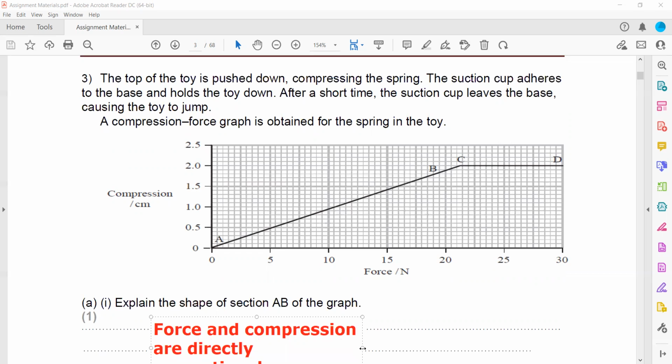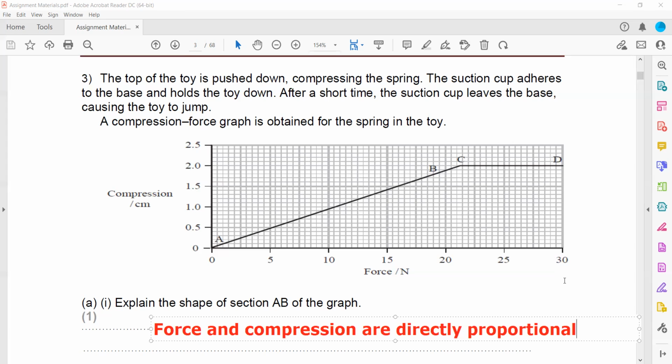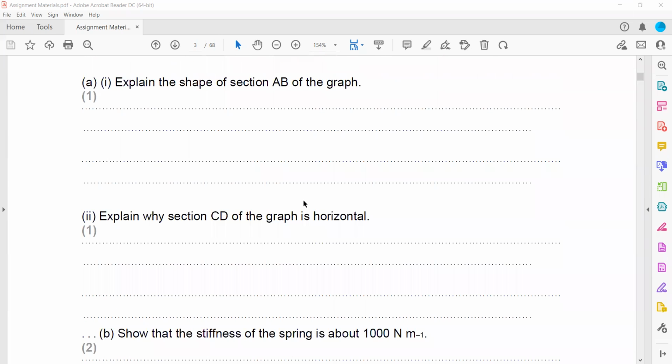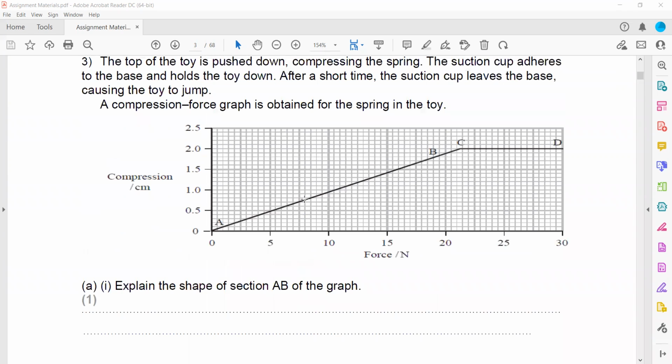So force and compression are directly proportional in this region. And we can also say that the spring is obeying Hooke's law. Force extension or force compression, both terms are there. Then explain why the section CD of the graph is horizontal. Like, why is there no change in the length?